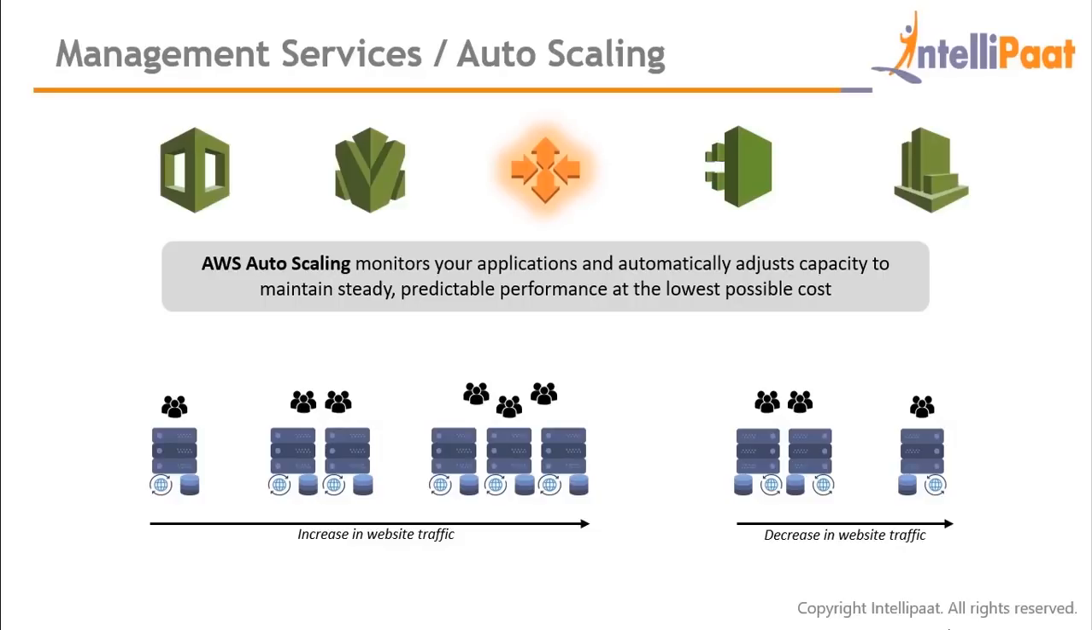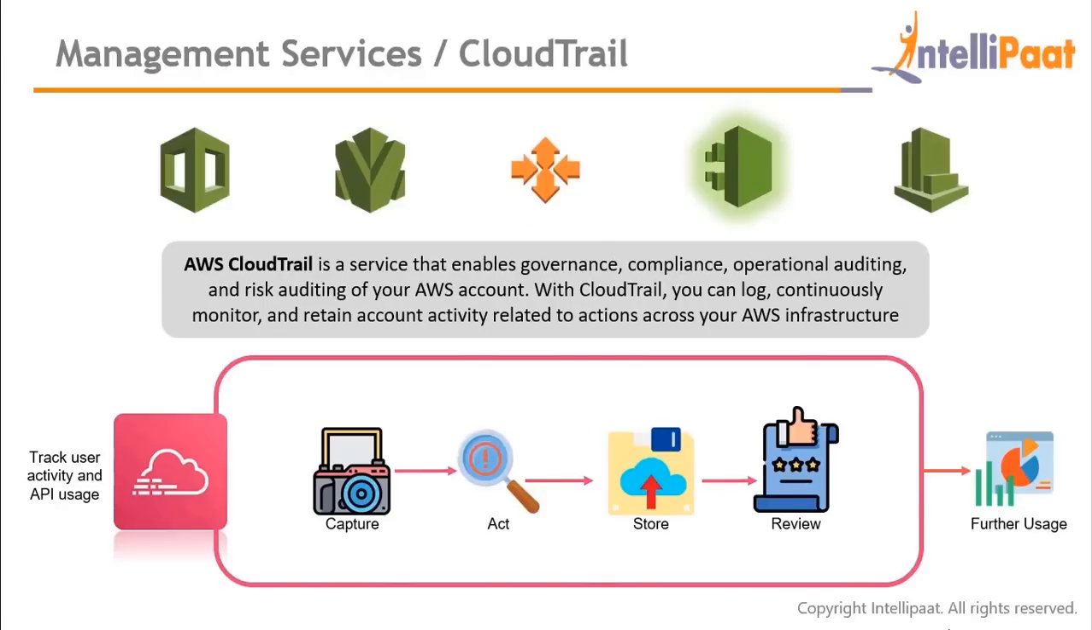That's all about AWS autoscaling. Let us move on to the next service. AWS CloudTrail is the next service. CloudTrail is a web service that records activity made on your account and delivers log files to your Amazon S3 bucket. If you are using CloudTrail in your AWS account, you can log, continuously monitor, and retain account activity related to actions across your AWS infrastructure.